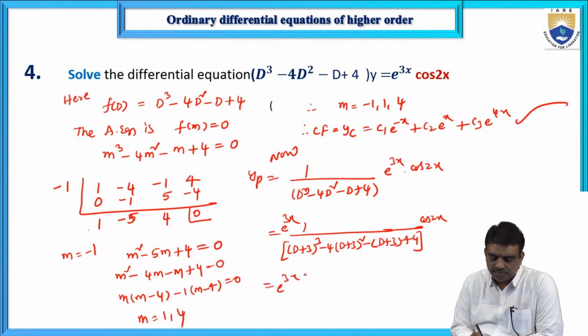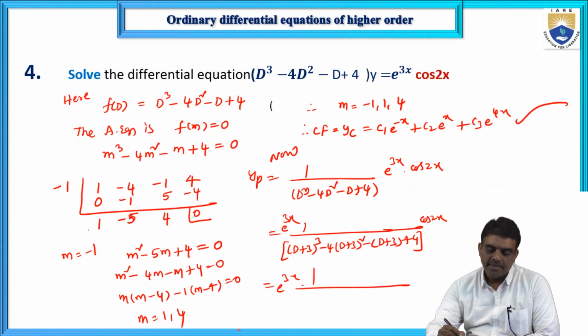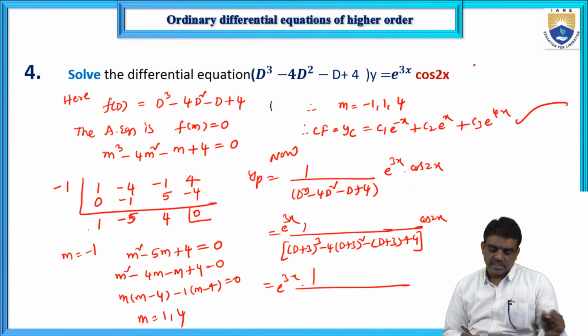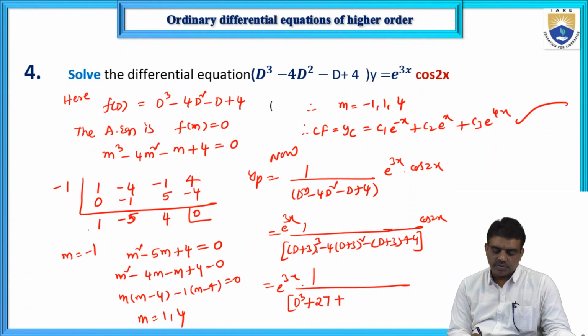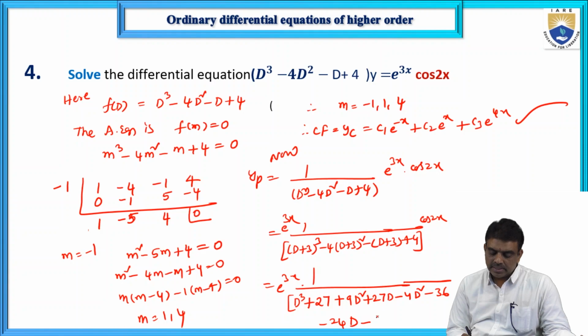So on substituting, what I can write is, in the denominator, (D plus 3) whole cube. What is (D plus 3) whole cube? D cube plus 3 cube, 27, plus 3D square into 3, that is 9D square, plus 3 into 3 square, 3 square is 9, 3 nines are 27D. Then minus 4 into D square minus 36 plus 6D, minus 4D, minus 24D, minus D minus 3 plus 4 of cos 2x.